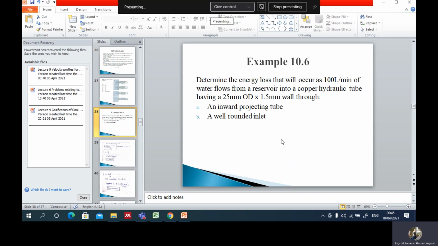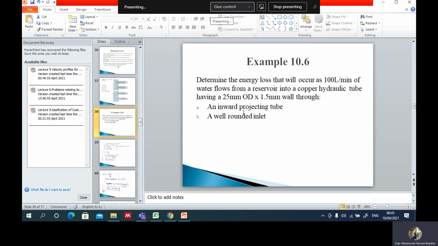For example, let's do a question. Determine the energy loss that will occur at 100 liters per minute. Water flows from a reservoir into a copper hydraulic tube having a diameter of 25 millimeter in an inward projecting tube. We should first know the formula for HL. HL is equal to K U square upon 2G. In this case, it will be U2 because it is going from the reservoir into a pipe. I assume I have already calculated my U2 based on the area of the pipe. The only thing left is K.